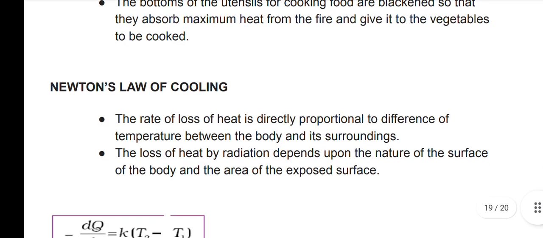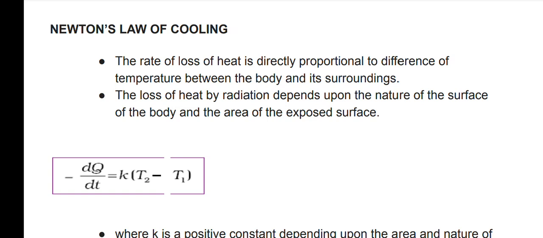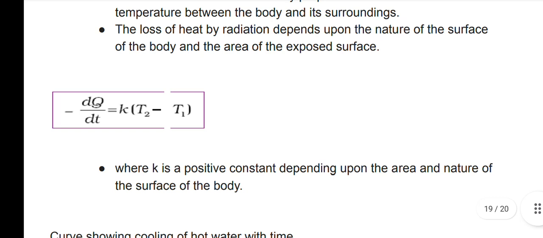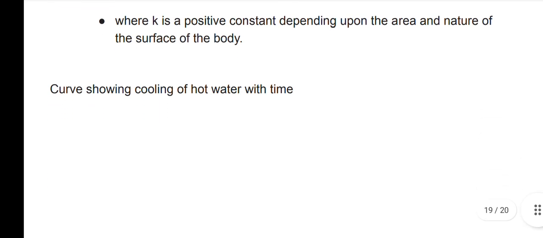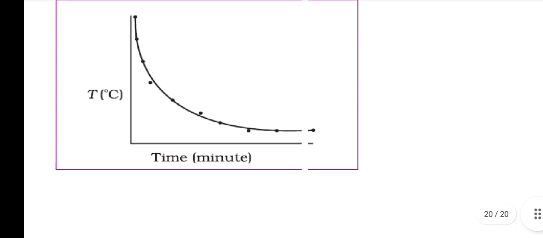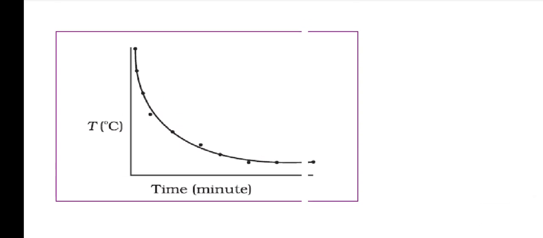Newton's law of cooling. The rate of loss of heat is directly proportional to the difference of temperature between the body and its surroundings. The loss of heat by radiation depends upon the nature of the surface of the body and the area of the exposed surface. Minus dQ divided by dt is equal to K into delta T, where K is a positive constant depending upon the area and nature of the surface of the body. Curve showing cooling of hot water with time: the relation between temperature and time.